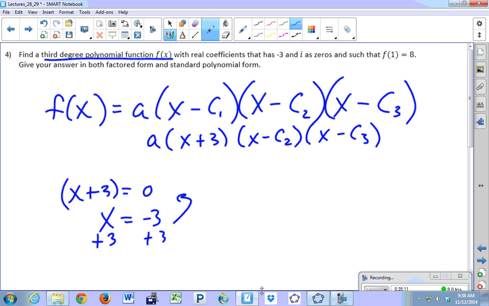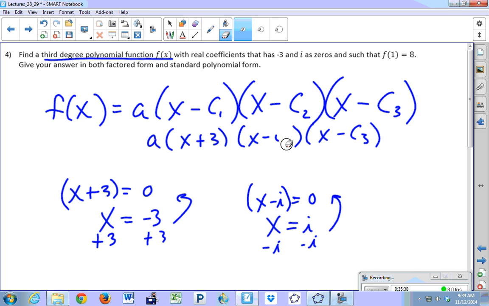Okay. Now it says it has I as a 0. So if x equals I and I go back one step, what would I have to do to both sides here to get a 0 on the right side? What would I have to do to get a 0 here? Subtract I from both sides. Right, you're just working backwards to your factor, x minus I. So there's my other factor, x minus I. Because if I put an I in here for x, I minus I is 0. Cool. All right. Now, I don't have enough information to finish this off.